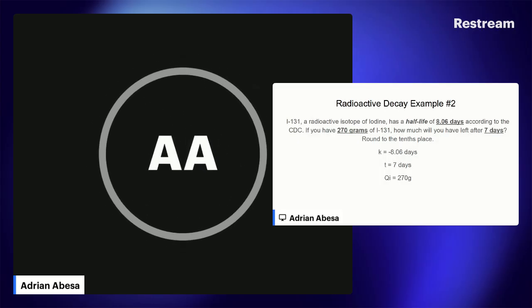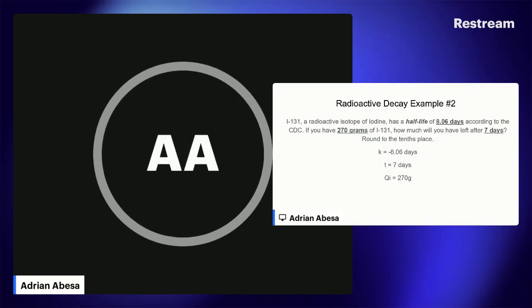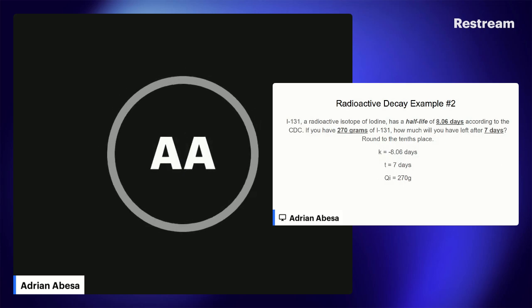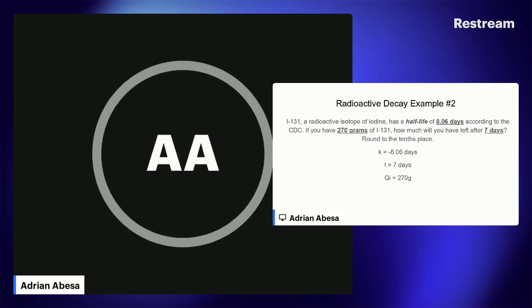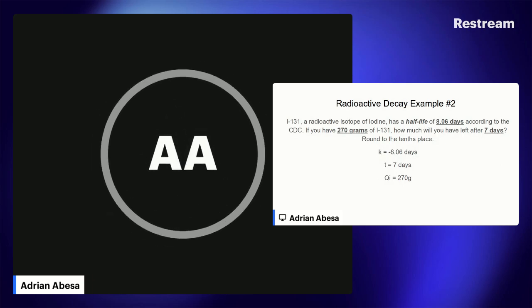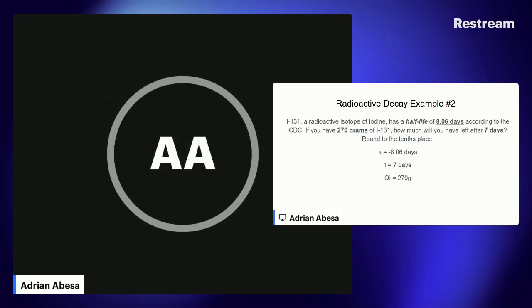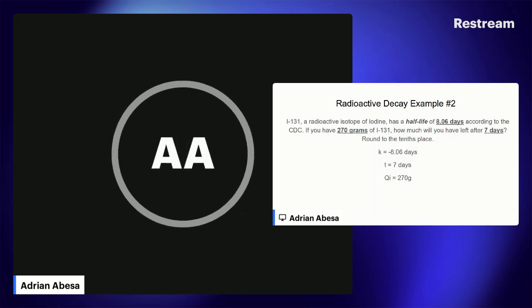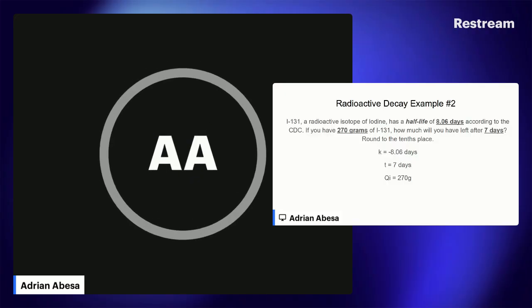And it has a half-life of 8.06 days, and 8.06 days is going to be your constant, or your K. Since it's decreasing, sorry, it's going to be negative 8.06. Now you're going to do 7 days for your time because that's what the problem says. How much do you have left after 7 days?